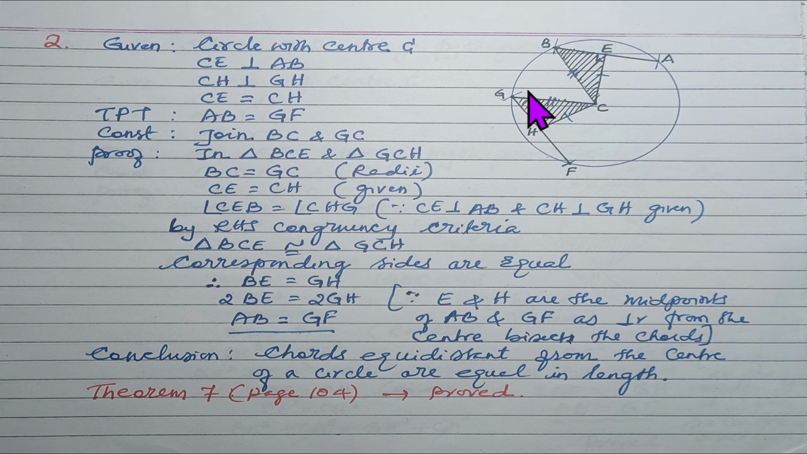That is correct. And for the same reason, 2 times GH is equal to GF. Therefore, the two chords AB and GF are equal in length. So the conclusion is the chords which are equidistant from the center of a circle are equal in length, and that is the proof of theorem number 7, which is given on page number 104 of the textbook.